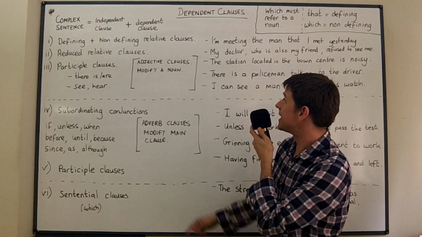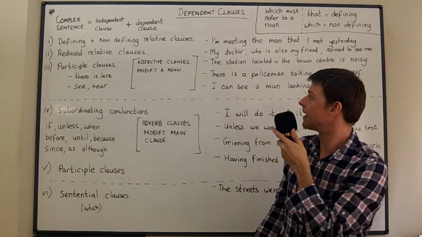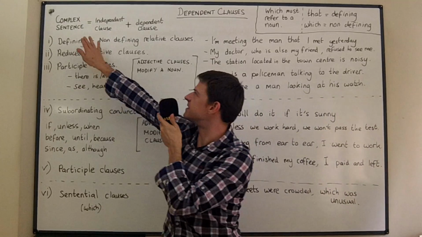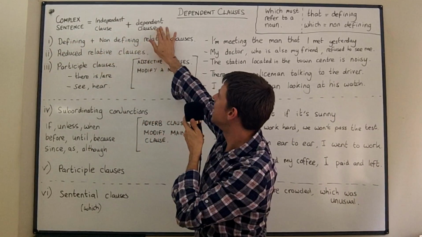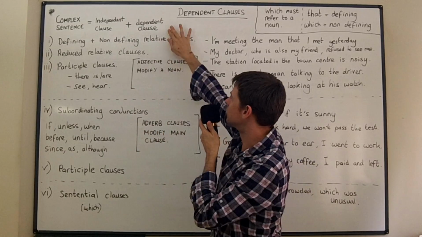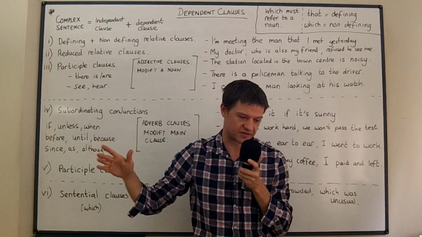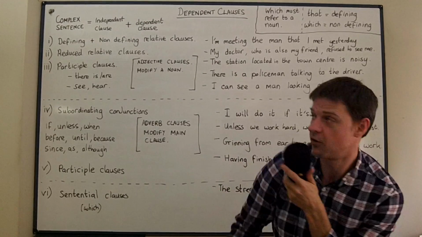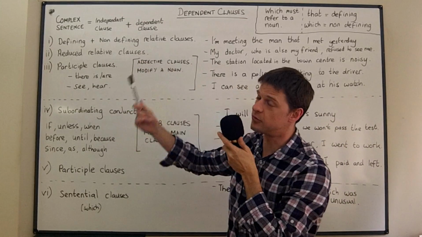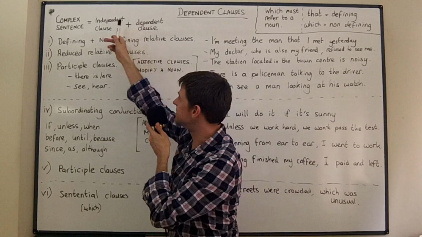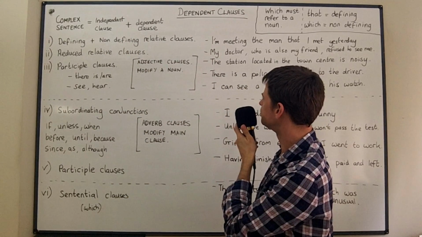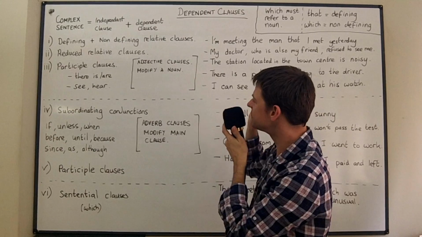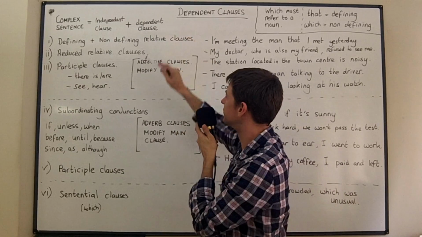Today we're looking at dependent clauses. So a complex sentence will be any sentence with an independent clause and at least one dependent clause. Very complex sentences will have a large number of dependent clauses, subordinate clauses connected to the independent clause, and they may have more than one independent clause. But let's just focus on dependent clauses.